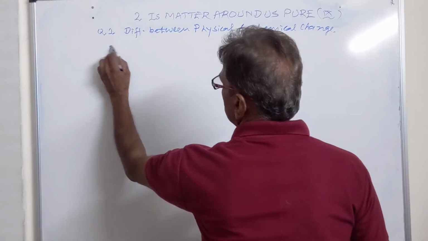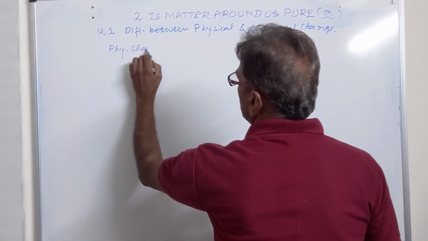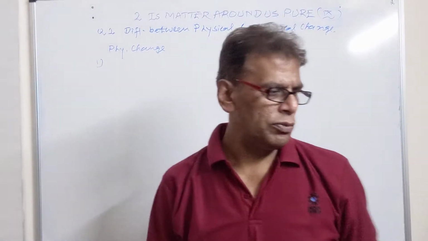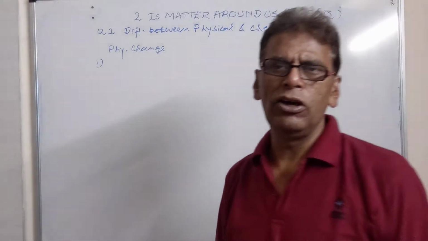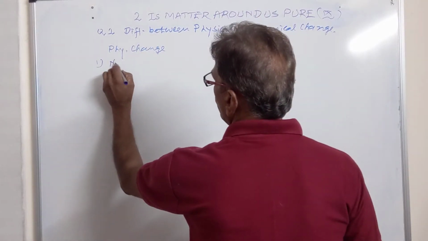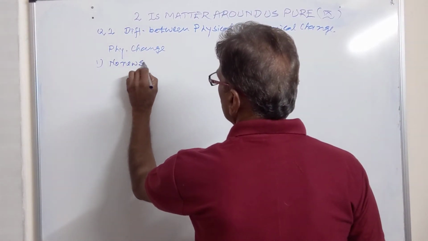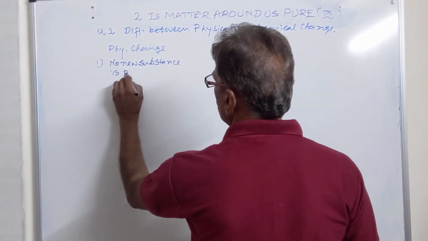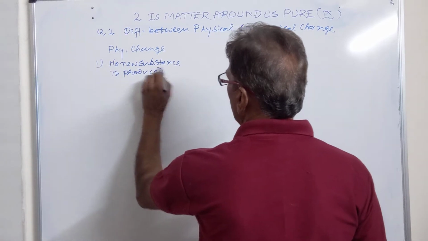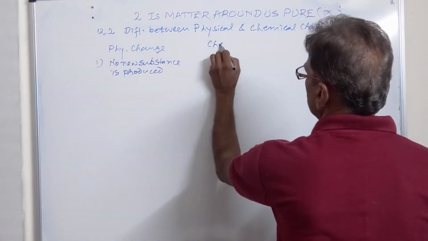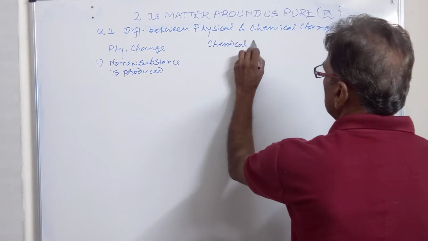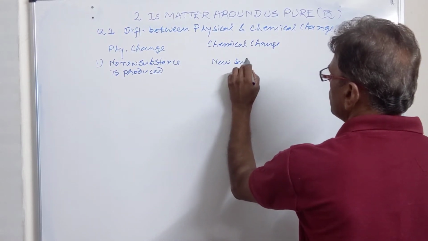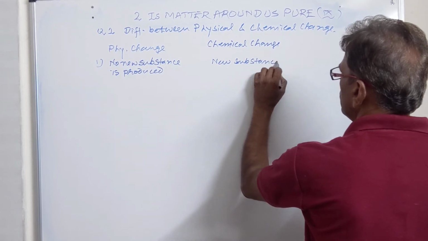So physical change is that change in which no new substance is produced. It is only a change of physical state. No new substance is produced. But in chemical change, whenever this change takes place, a new substance is produced.